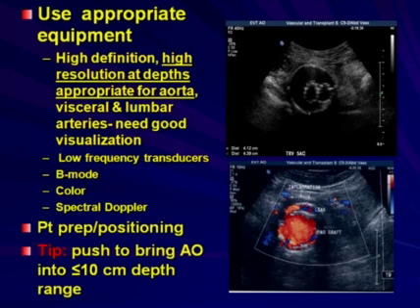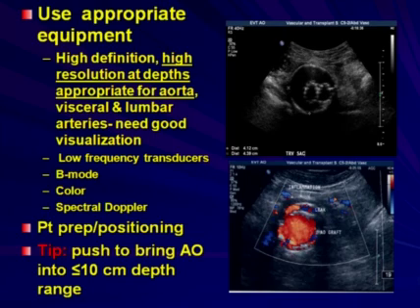We're going to use appropriate equipment, high definition, high resolution at depths appropriate for the aorta. This is not a study that, again, you want to do with one of the smaller laptop type systems, because we need robust, good color and spectral Doppler very deep in the aorta. Many aortas are 15 to 20 centimeters down. We're going to use low frequency transducers. We're going to use the B-mode, color and spectral Doppler. And we may need to reposition the patient several times during the course of the exam.